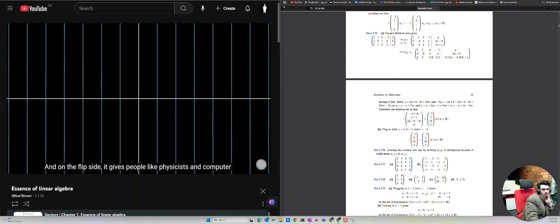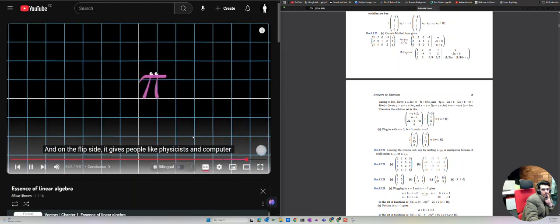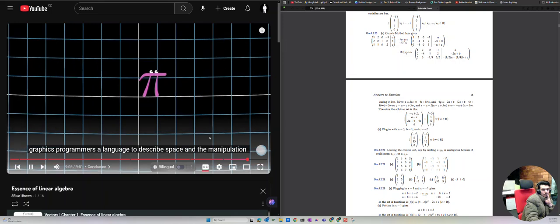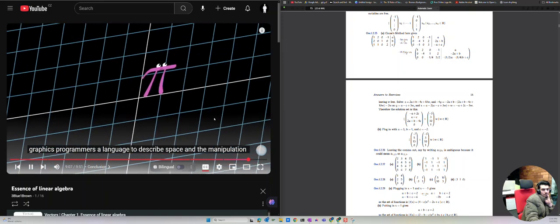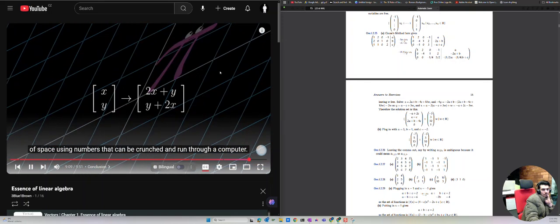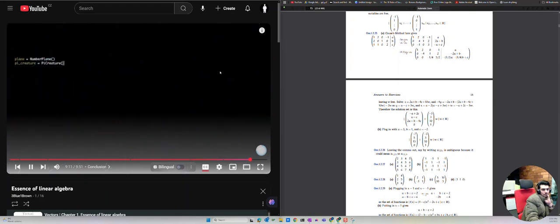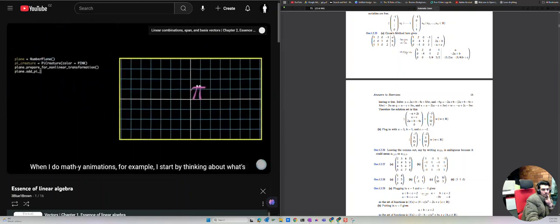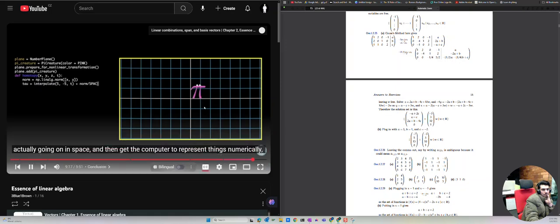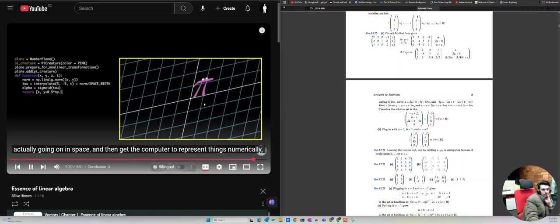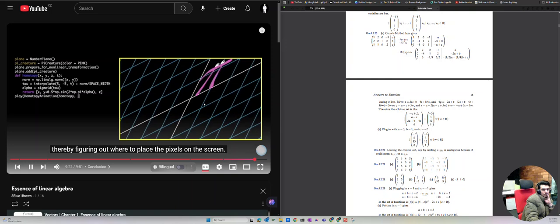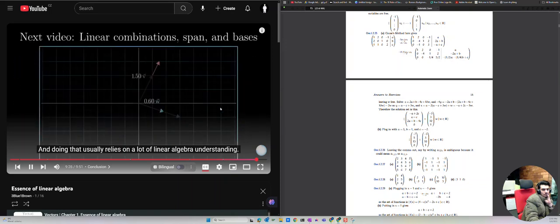And on the flip side, it gives people like physicists and computer graphics programmers a language to describe space and the manipulation of space using numbers that can be crunched and run through a computer. When I do mathy animations, for example, I start by thinking about what's actually going on in space and then get the computer to represent things numerically, thereby figuring out where to place the pixels on the screen. And doing that usually relies on a lot of linear algebra understanding.